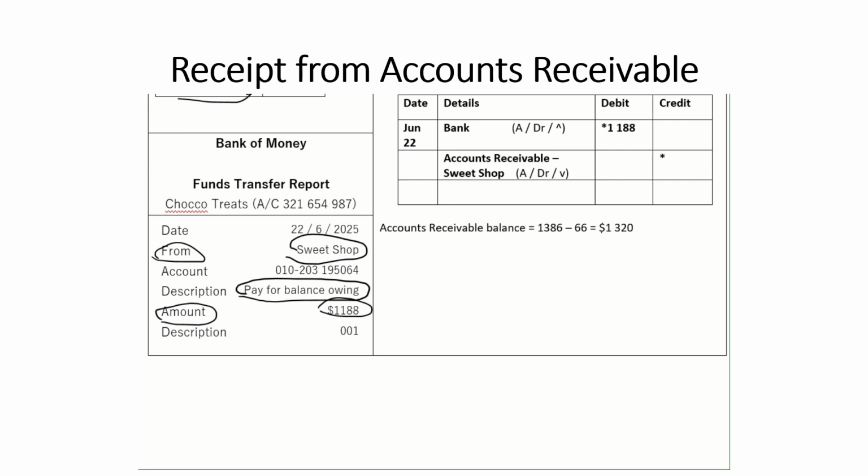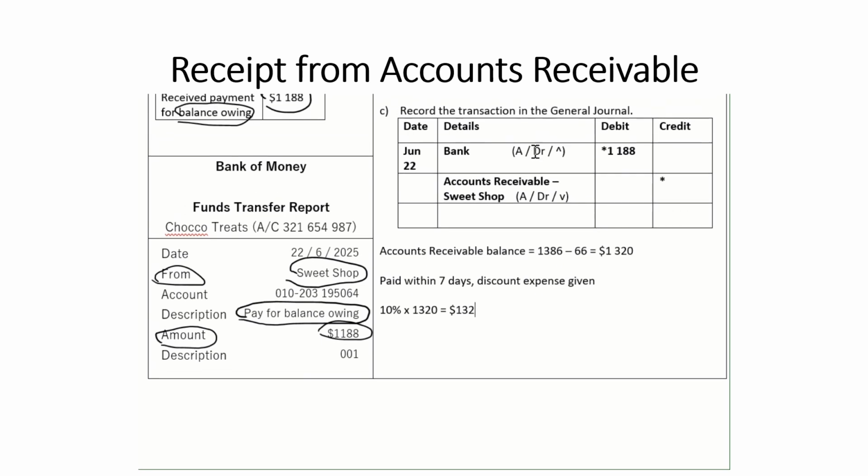Now, remembering that we did offer the 10% discount because it was paid within 7 days. And that was a discount of 10% multiplied by the balance owing, 1,320, and that gives us a discount expense of 132. Okay, so back to our general journal here.